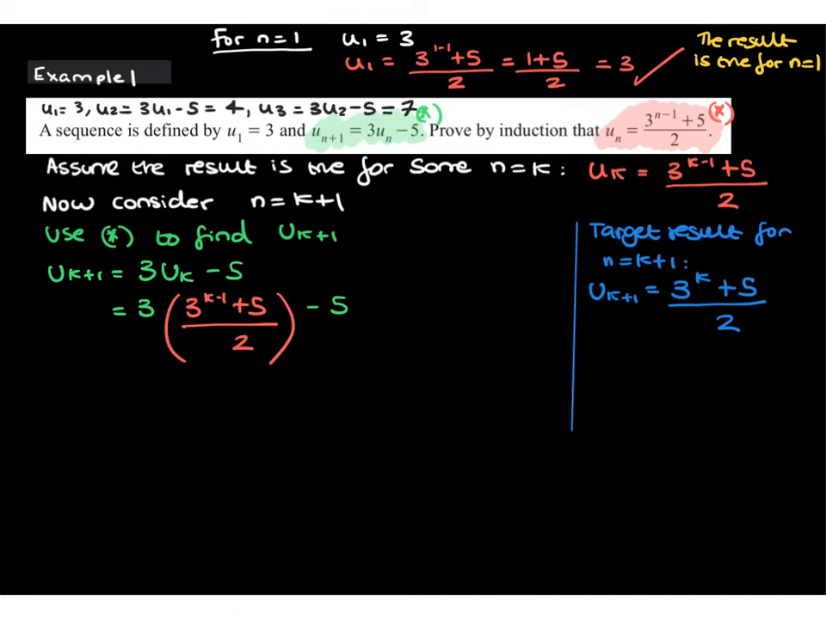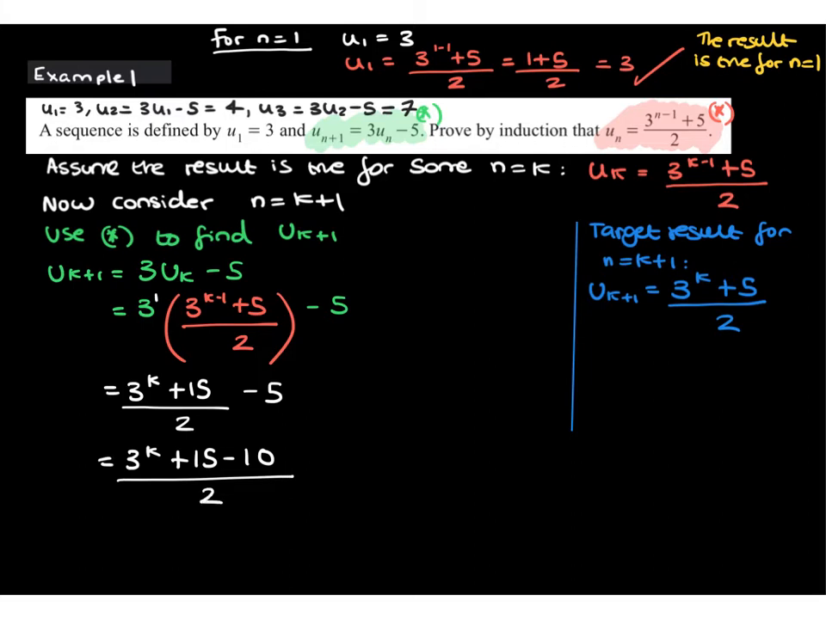So let's have a look at simplifying this. So this becomes 3 to the power of k, if you think of that as 3 to the 1 times 3 to the k minus 1, plus 15 over 2 minus 5. And then let's write everything over a common denominator. This becomes (3 to the k, plus 15 minus 10) all over a denominator of 2. And there's our result, (3 to the k plus 5) all over 2, the target result.